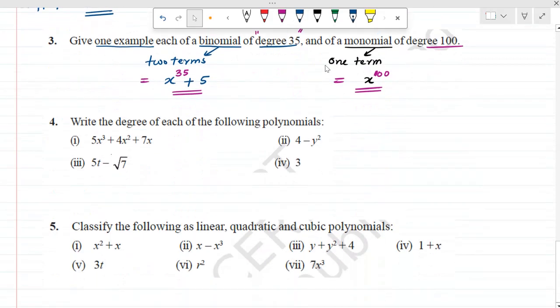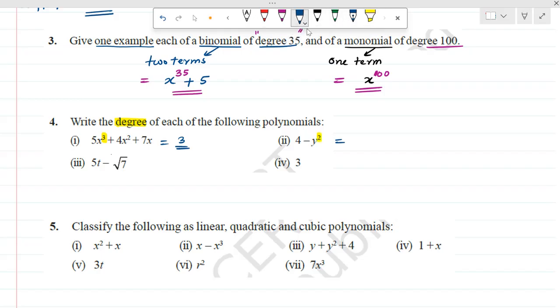The next: write the degree of each polynomial. So you have to see the degree of each polynomial. What is the degree first? See the highest power of x. The highest power of x is 3. So therefore the answer is 3. What about here? The second one. What is the degree? This one.